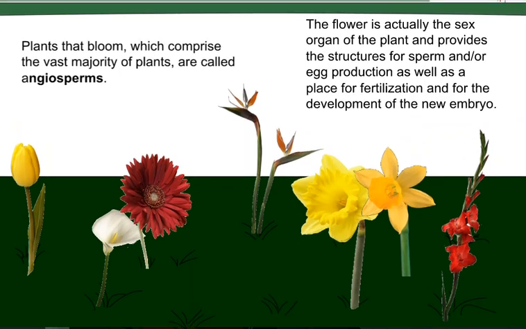The flower is actually the sex organ of the plant and provides the structure for sperm or egg production as well as a place for fertilization and for the development of the new embryo.